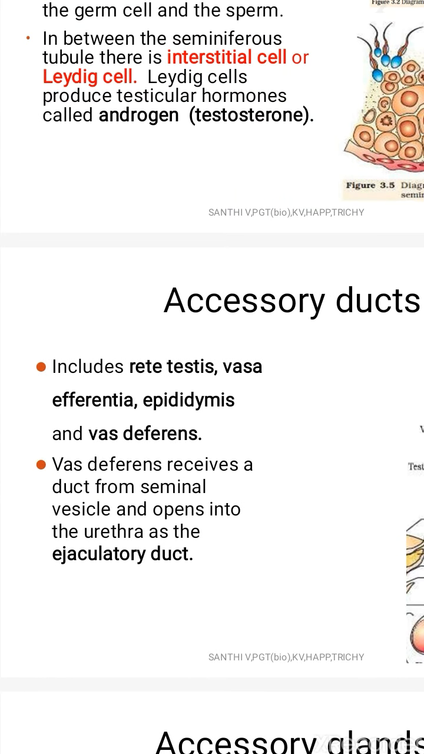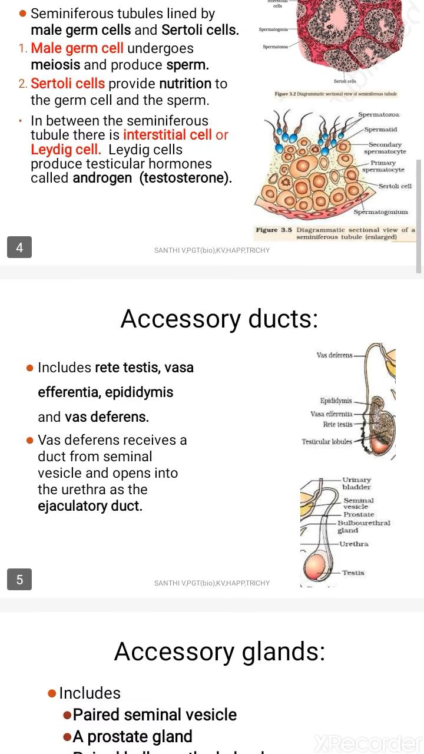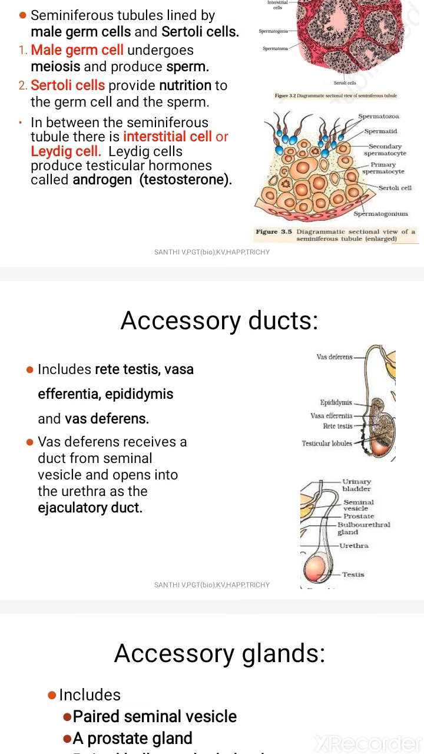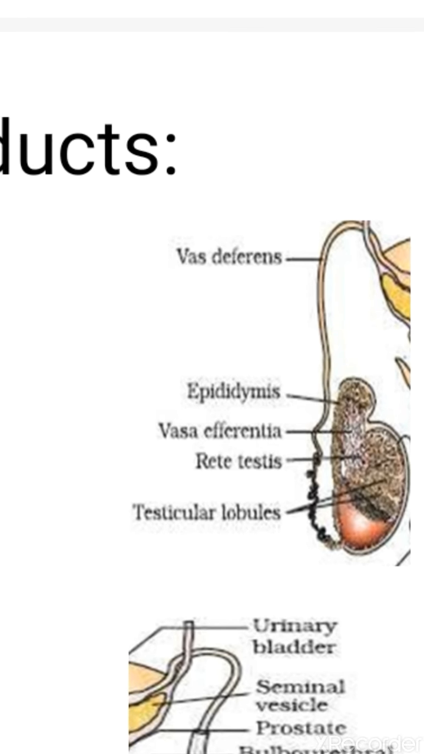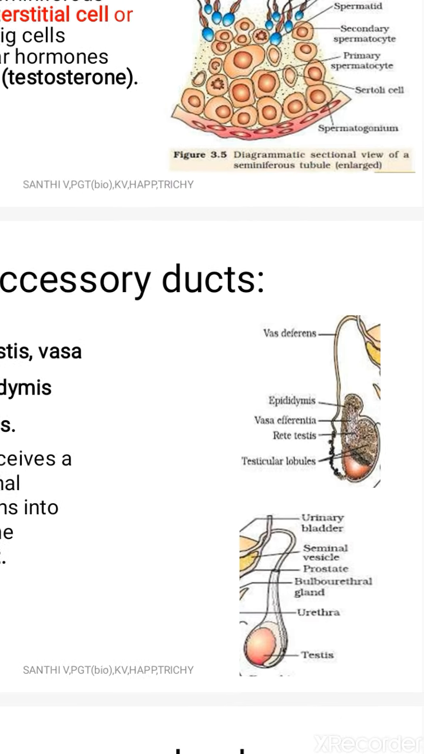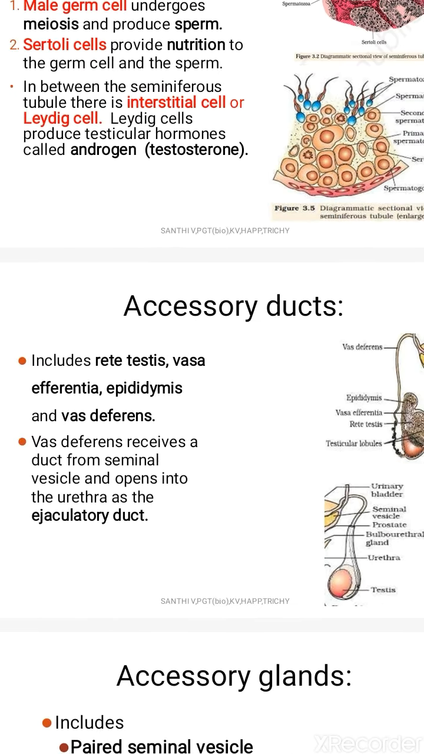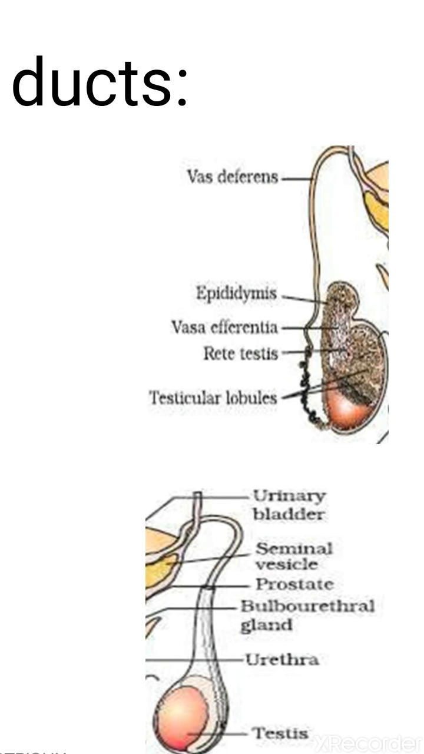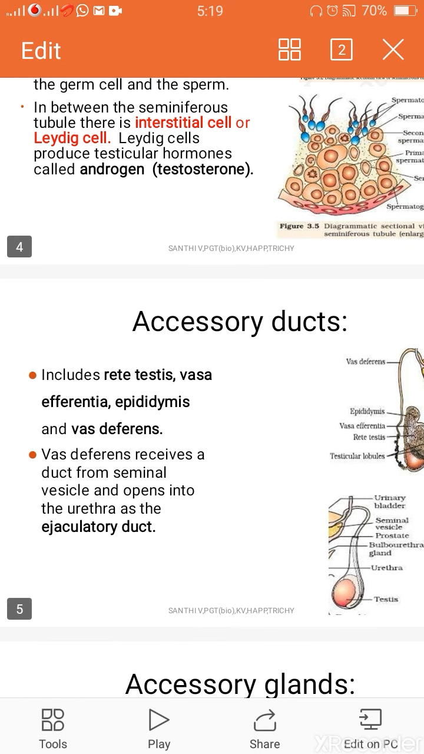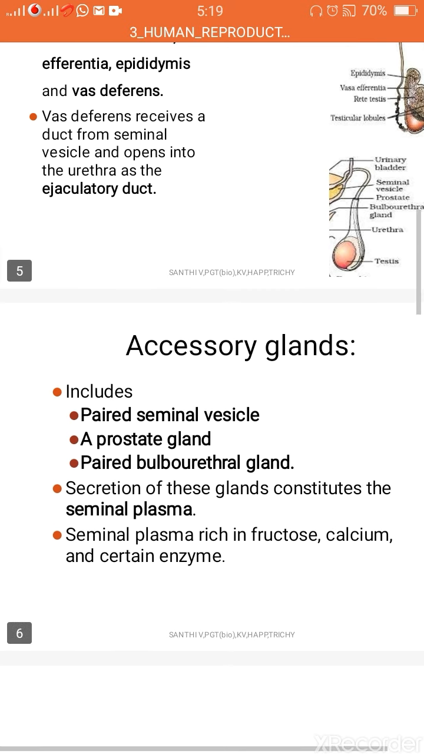And the other one, let us see regarding the ducts. Regarding the accessory ducts, there are the rete testis, vasa efferentia, epididymis and vas deferens. It starts from the testis as the rete testis, and later goes into the vasa efferentia, then the epididymis and vas deferens. The vas deferens receives a duct from the seminal vesicle. You can see the seminal vesicle here. It receives from the seminal vesicle and later opens into the urethra by means of the ejaculatory duct.